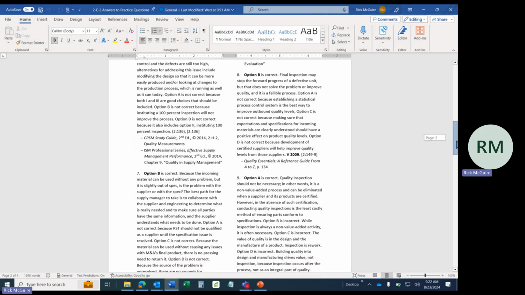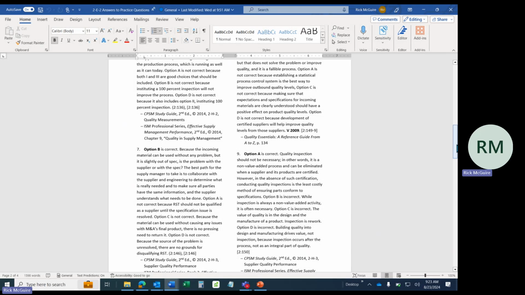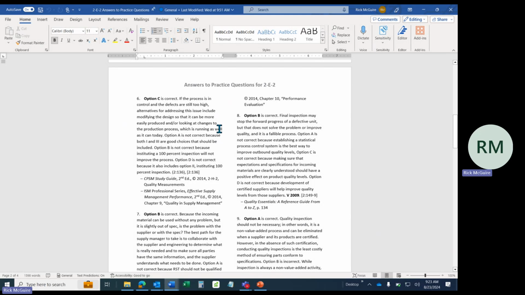7 is Bravo, because the incoming material can be used without any problem, but it is slightly out of spec. Is the problem with the supplier or with the spec? The best path is for the supply manager to collaborate with the supplier and the engineer and determine what is really needed. And 8 is Bravo. Final inspection may stop the forward progress of the defective unit, but that does not solve the problem or improve quality. And it's a fallible process.